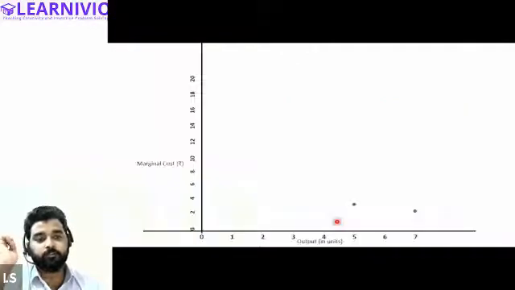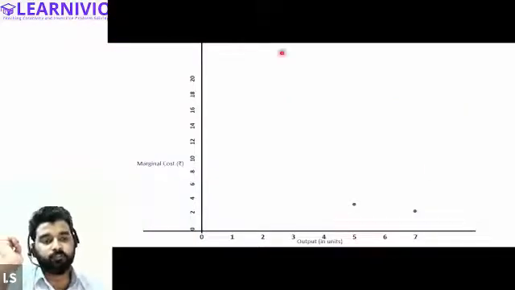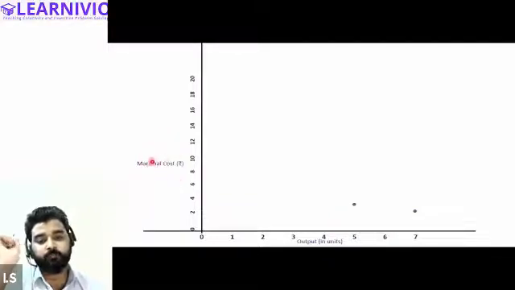Okay. Now let's make the diagram for the average fixed cost. So for average fixed cost, on the y-axis we will be taking the value of the average fixed cost, not the marginal cost. By mistake, I have written the marginal cost here. So just do the correction. This will be the average fixed cost.